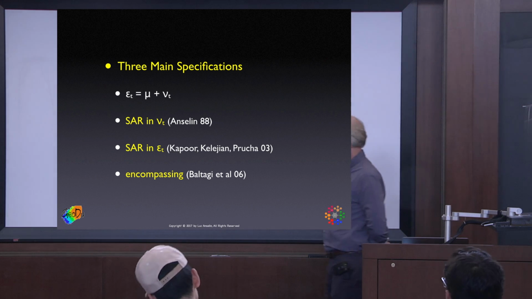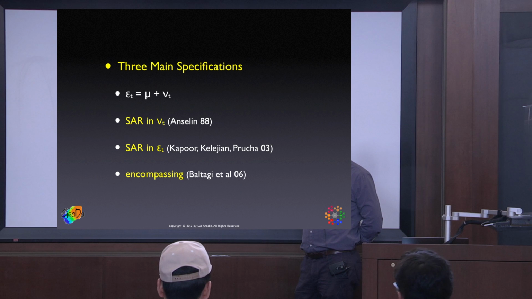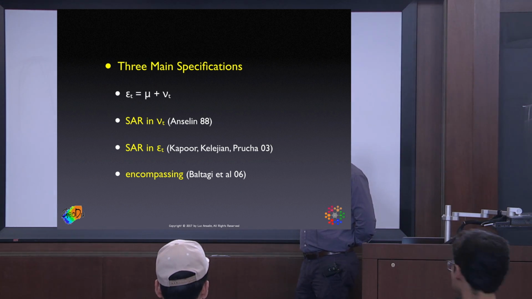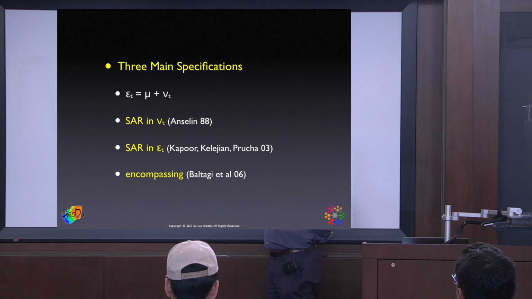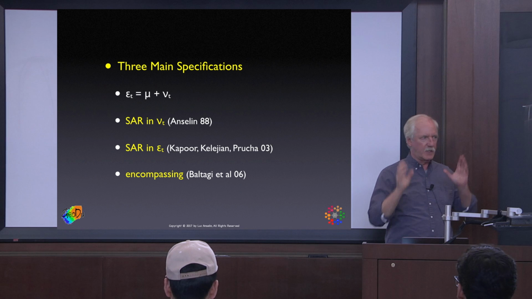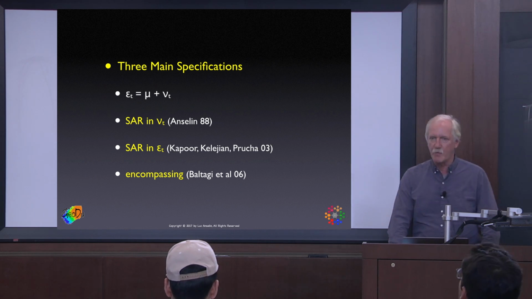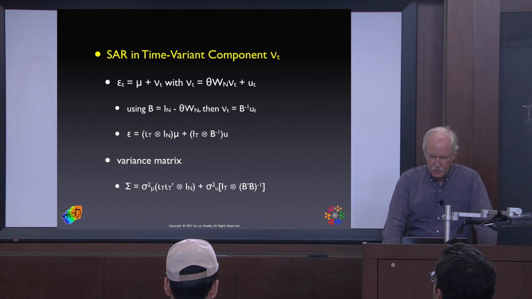And then Baltagi, if you're going to do anything with panel data, you have to look at this Baltagi panel data econometrics textbook. He has had an idea of an encompassing specification, which is kind of a compromise between the two. So let's look at what each of these does.